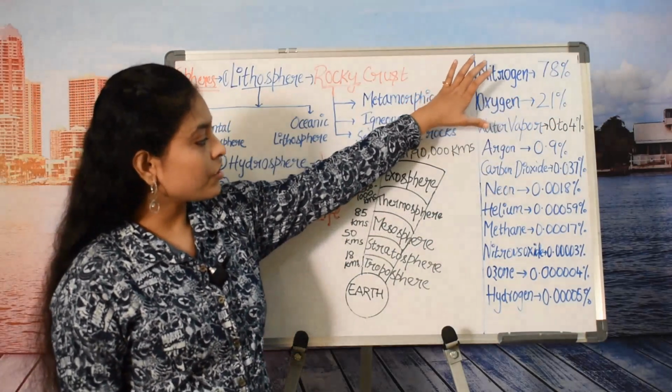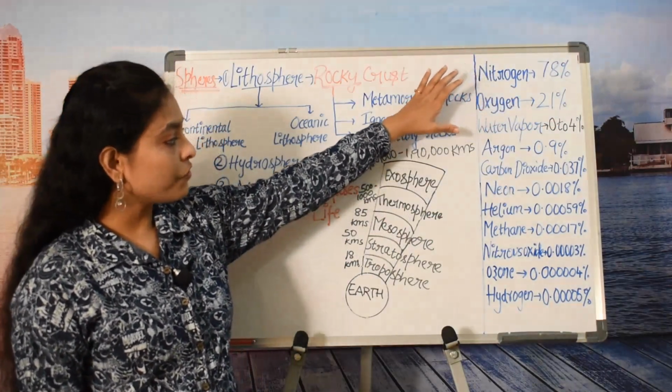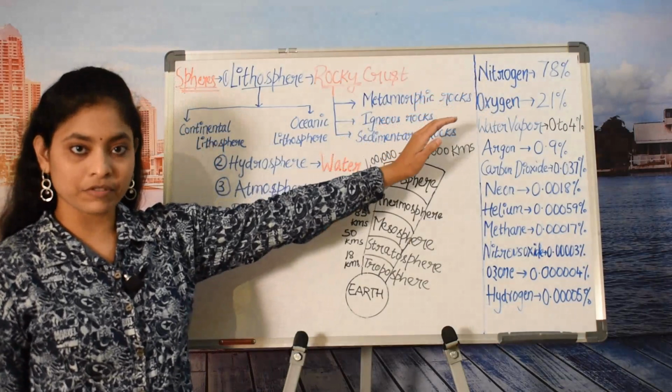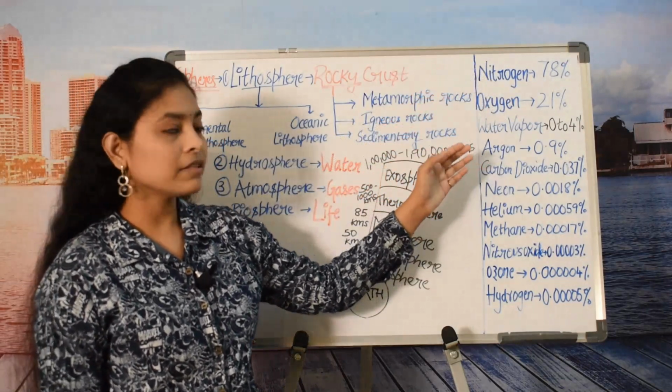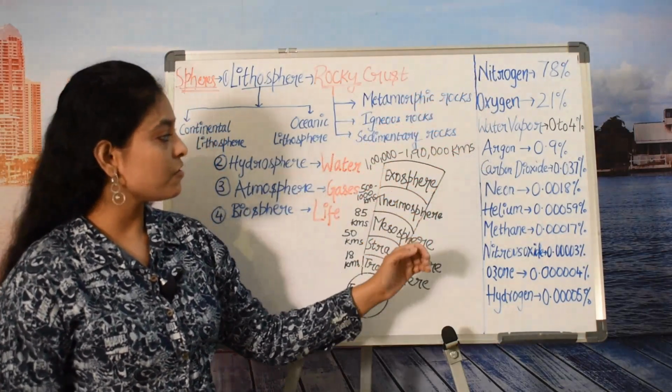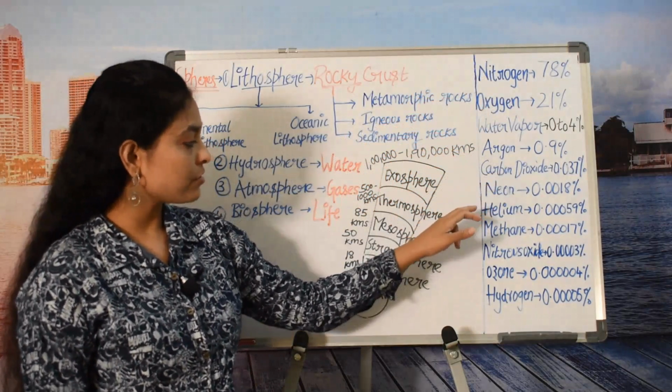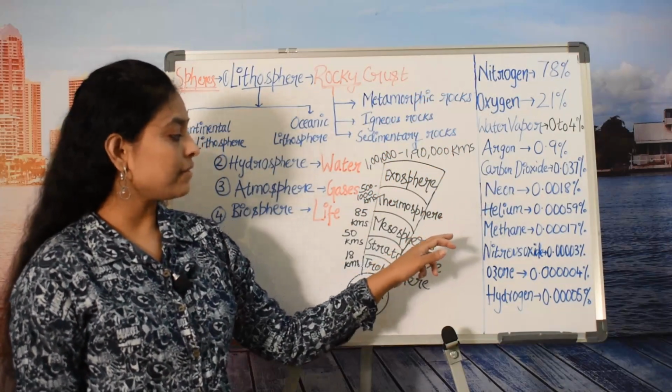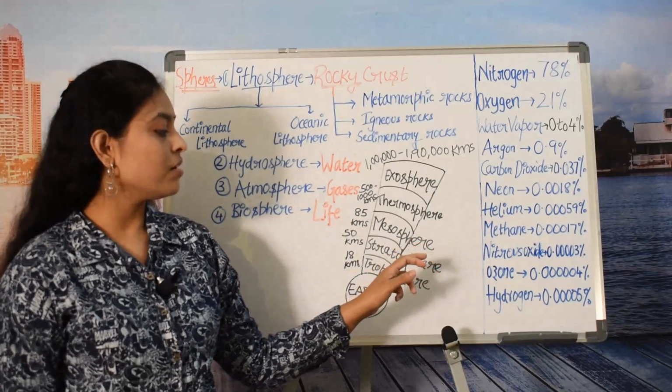These three constitute about 99% of the dry air present in the atmosphere. The remaining 1% is made up of trace amounts of argon, carbon dioxide, neon, helium, methane, nitrous oxide, ozone, hydrogen.